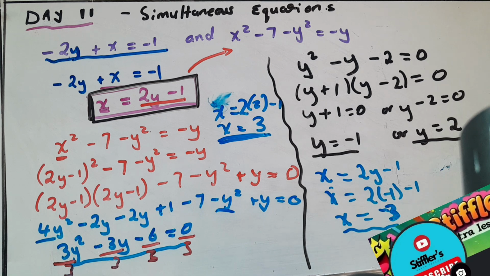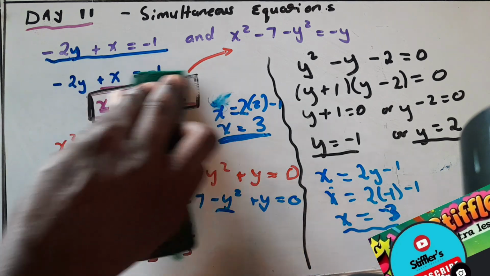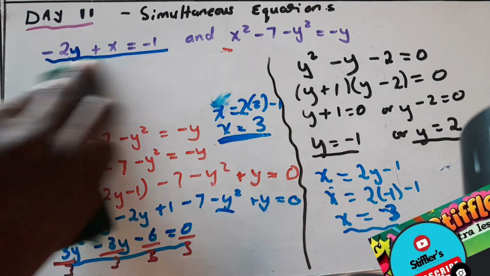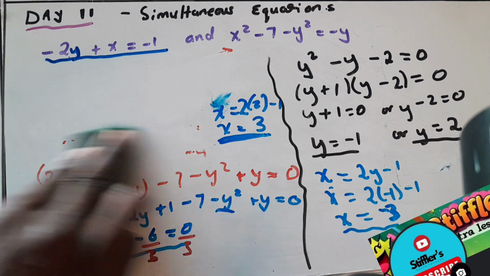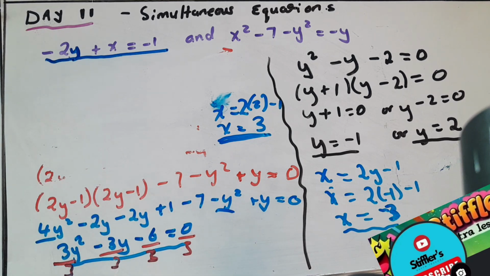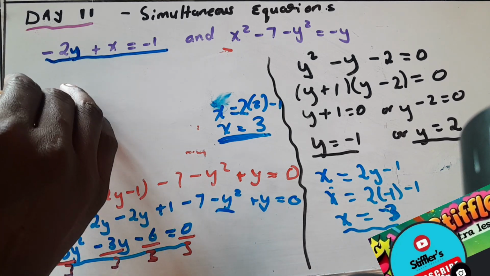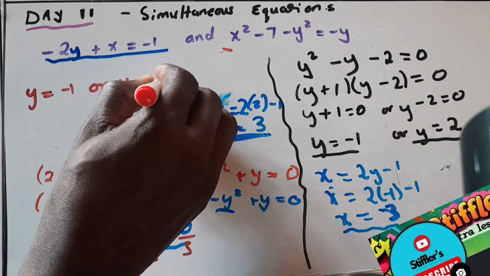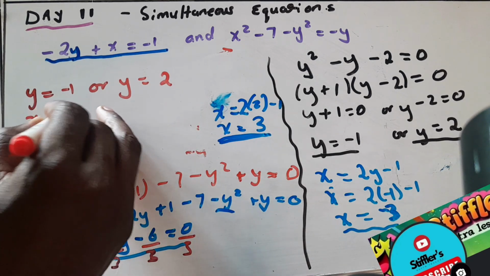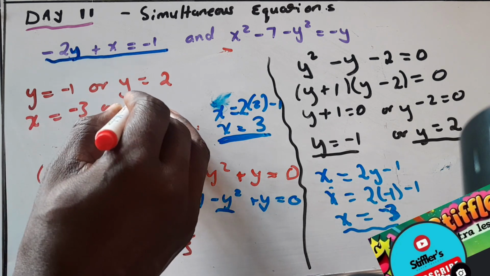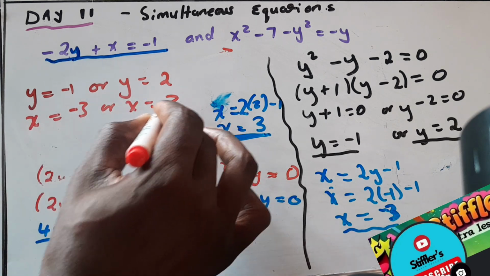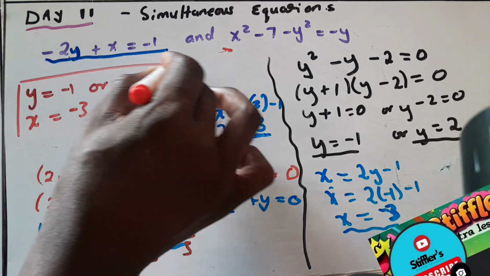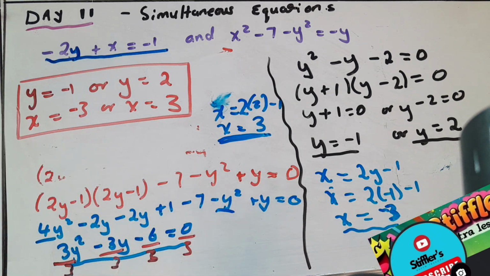So maybe let's just write them somewhere else to show that, right? So maybe we can write them here. So our 2 values of y: y is equal to negative 1, or y is equal to 2. And also our x is equal to negative 3, or our x is equal to 3. So that's how we can solve a simultaneous equation, right?